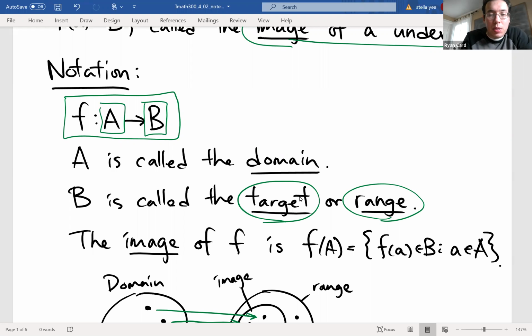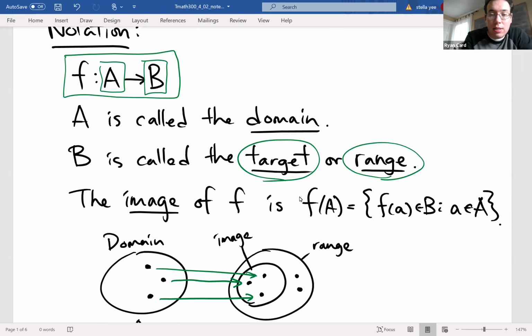And sometimes we talk about the image of a set rather than the image of a single element from the domain. So if you have a set A, and you write f of that set A, that means all the possible outputs you could get from all of the elements in the set A. That is sometimes called the image of that set A under the map f.